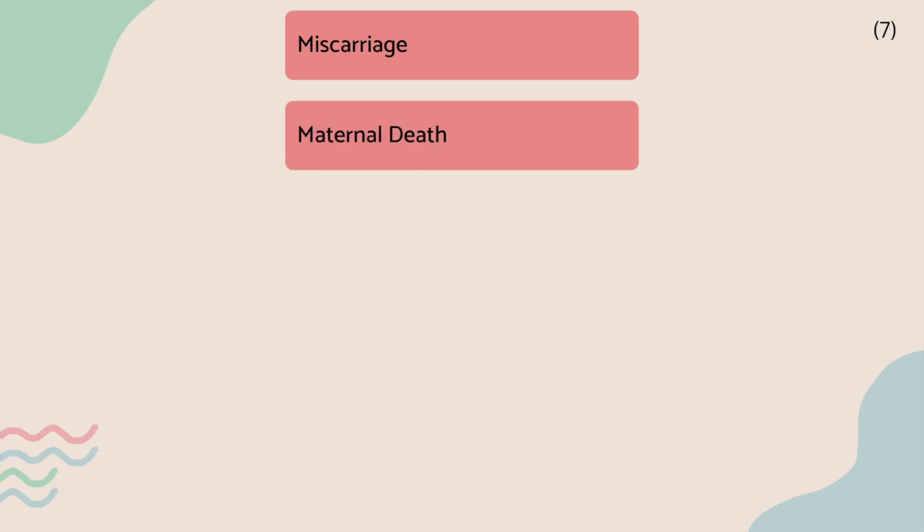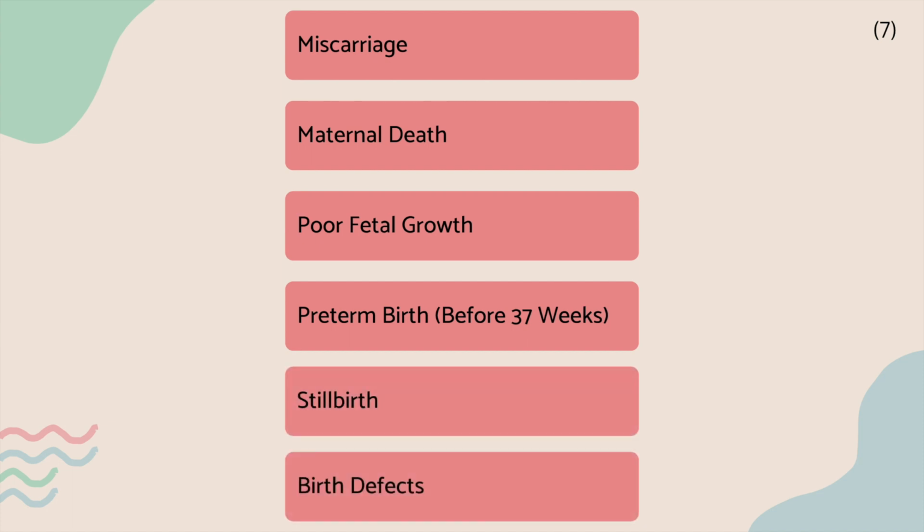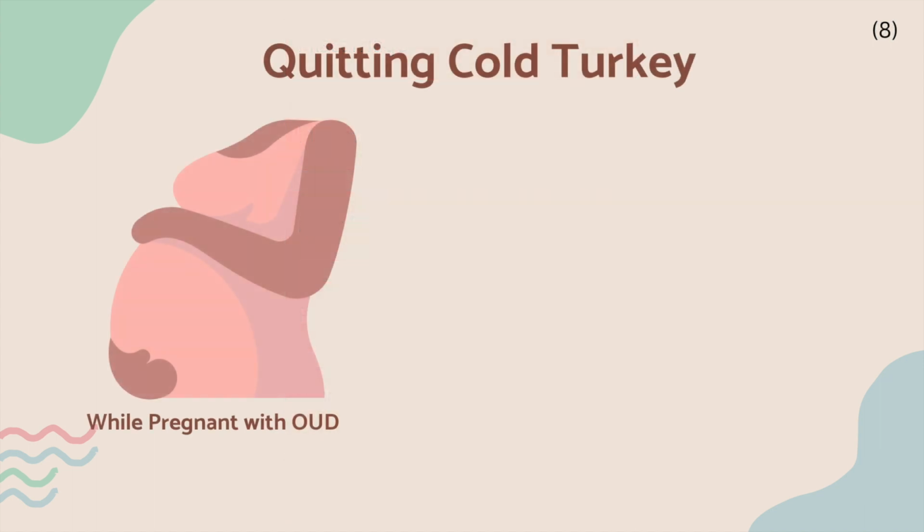Moreover, opioid use during pregnancy can also lead to a higher risk of miscarriage and maternal death, and has been linked to poor fetal growth, preterm births, which mean birth before 37 weeks of pregnancy, stillbirths, and other birth defects. Dealing with opioid use disorder while pregnant can be an extremely difficult situation to navigate.